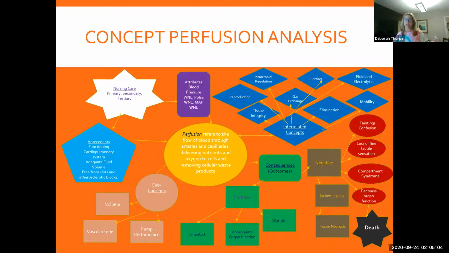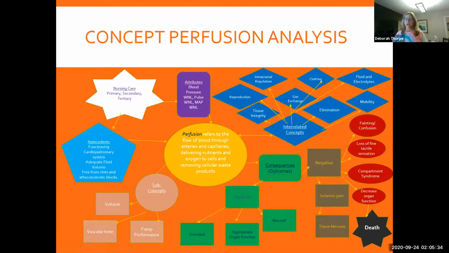So in your assessment, you would be able to know that they have the positive perfusion by these things that you're assessing. And then you can have negative, and the negative would be the ischemic pain, tissue necrosis, and decreased organ, well, let's start up here, fainting, confusion, loss of fine tactile sensation, compartment syndrome, decreased organ function, and death. That would be a negative outcome of poor perfusion.